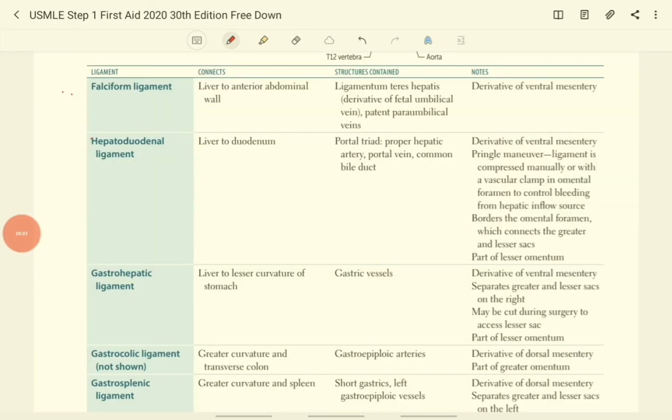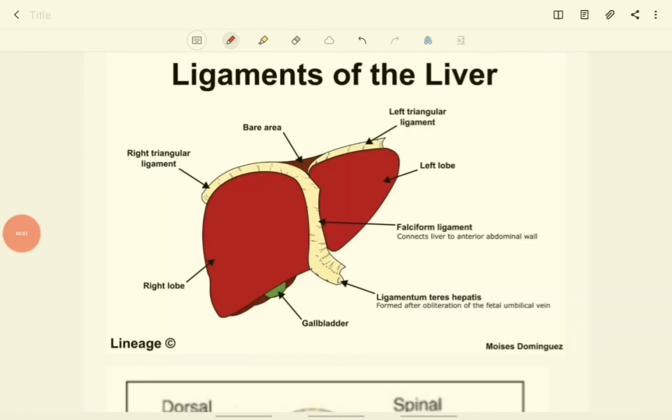This is my second video about gastrointestinal ligament. First, we see the falciform ligament, which attaches the liver to the anterior abdominal wall. We can look at the image to get more clarification. In this image, we can see the falciform ligament here. This will connect the liver to the anterior abdominal wall. The major structure associated with this ligament is the ligamentum teres hepatis. This is formed from the fetal umbilical vein obliteration.